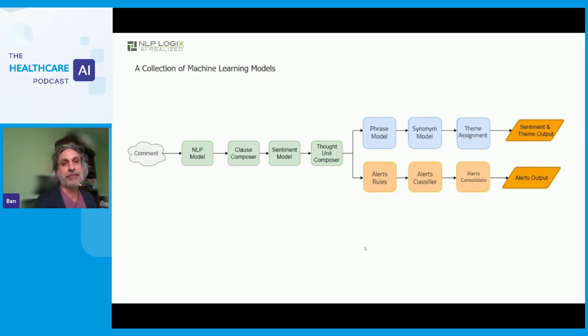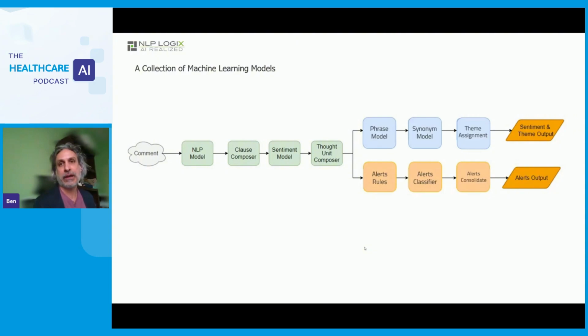And then once we have the clause, we put it through a sentiment model. We understand what the sentiment is at the level of the clause. We group similar clauses together into what we call a thought unit. So a thought unit is everything that you had to say about the doctor or everything you had to say about the bathroom.